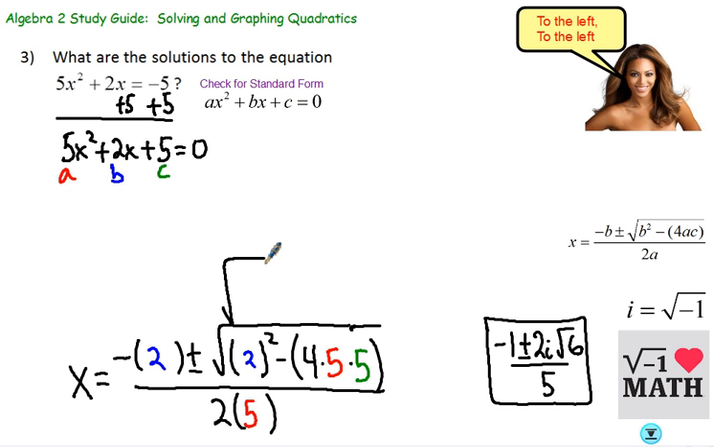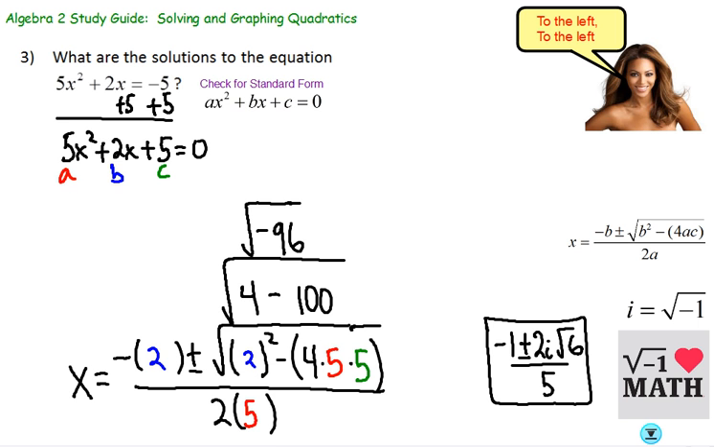All right, so let's simplify here. So 2 squared, which would be 4, minus 4 times 5 is 20, 20 times 5 would be 100. Again, more negatives, so you'd get negative 96. And I'm guessing if you struggled with this one, this is probably where you had a little bit of difficulty.